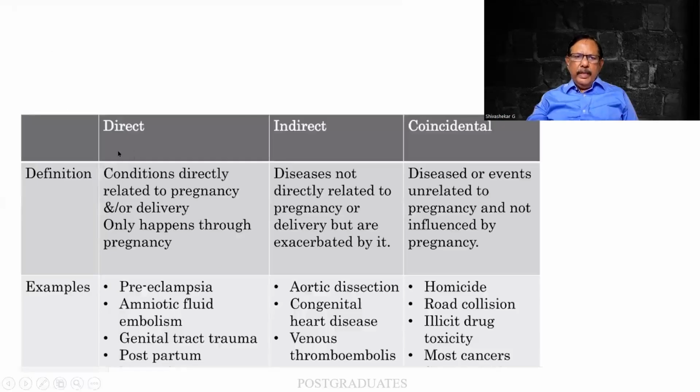The death itself can be direct, indirect, or sometimes it can be coincidental. And these are the definitions. Direct means directly related to the pregnancy. Indirect means diseases not related to pregnancy. And coincidental is disease which is totally unrelated but happens at the time of delivery. The examples are given over here: eclampsia or amniotic fluid embolism in this case are direct. Indirect: look at this one, aortic dissection, valvular diseases of the heart. And coincidental: homicide, collision or an accident, cancers, etc.